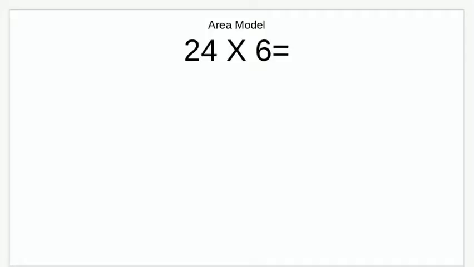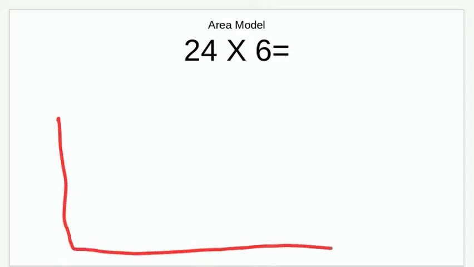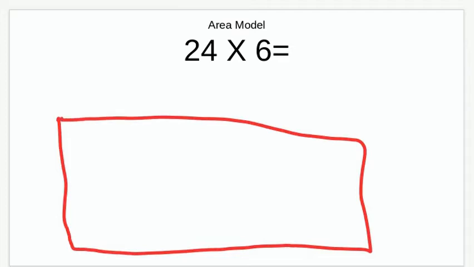Enjoy. Okay, let's start off our practice by doing the area model. And the first problem we're going to be looking at is 24 times 6. Again, we call this the area model because we're going to be drawing a rectangle and we're going to be solving the multiplication equation by using this rectangle to represent as if we're trying to find the area of it. Remember, area is length times width.